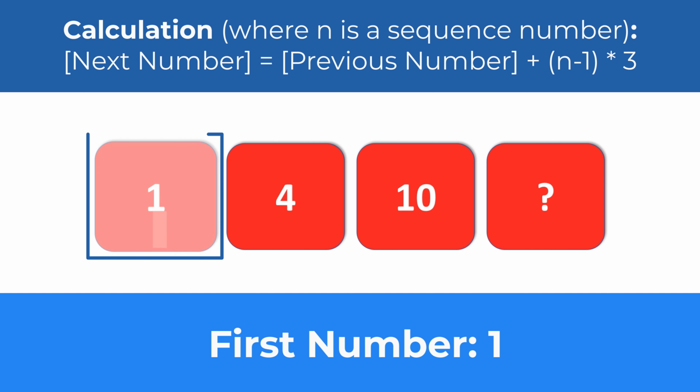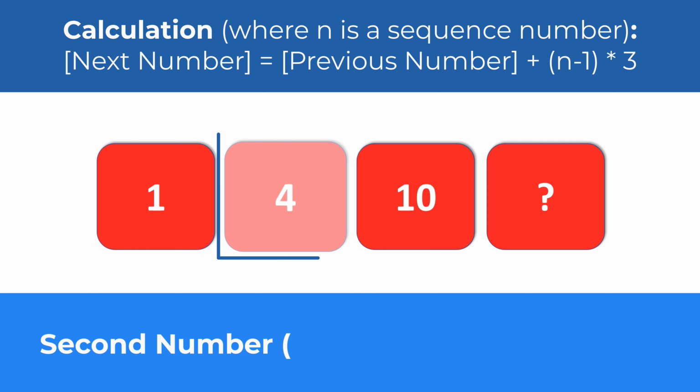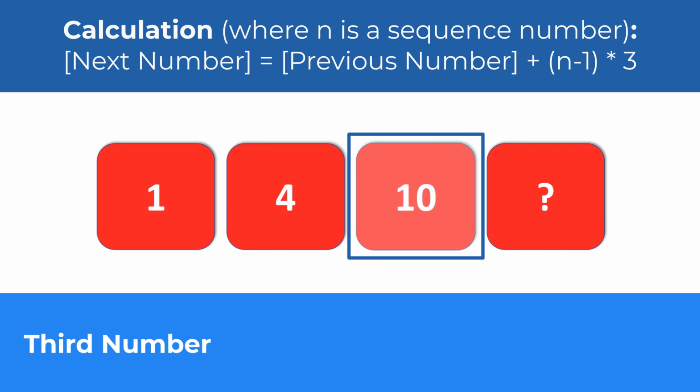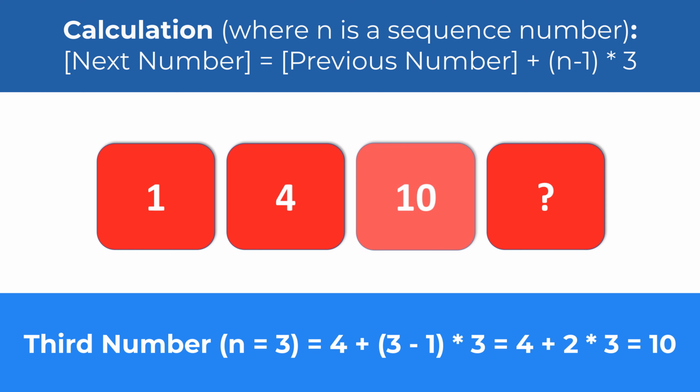The first number in the sequence is 1. The second number, where the sequence number is 2, can be calculated as the previous number 1 plus, in parentheses, 2 minus 1 multiplied by 3, which is 1 plus 3 equals 4. The third number, where the sequence number is 3, could be calculated as 4 plus 2 multiplied by 3 equals 10.